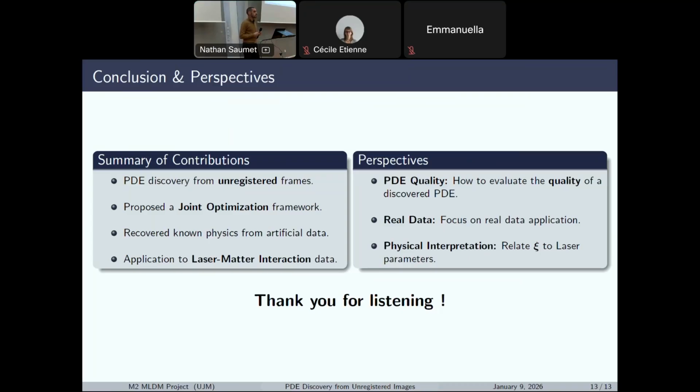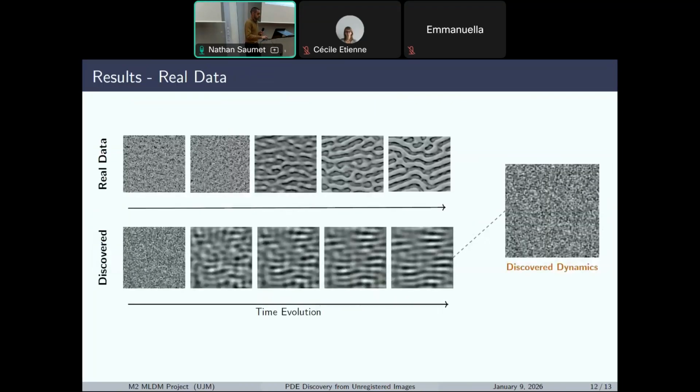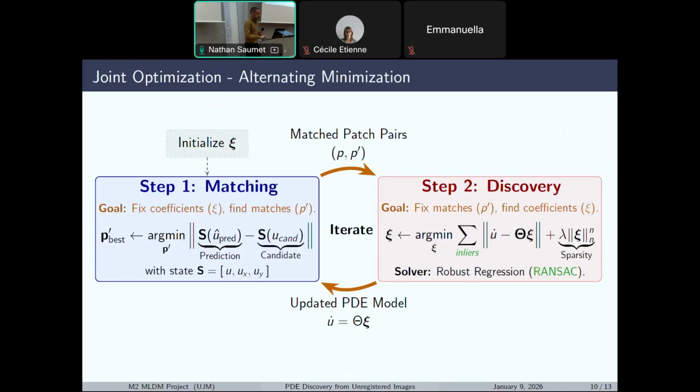So you mentioned that for the alternating algorithm, the initialization was done like, the matching thing. Did you do that manually or was it random? And is it prone to the selection of initialization? So you're talking about the initialization of the coefficient xi? Yeah.